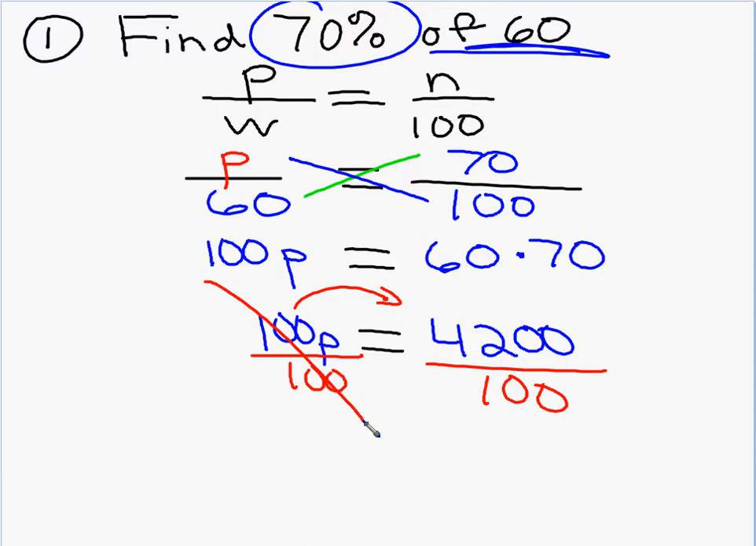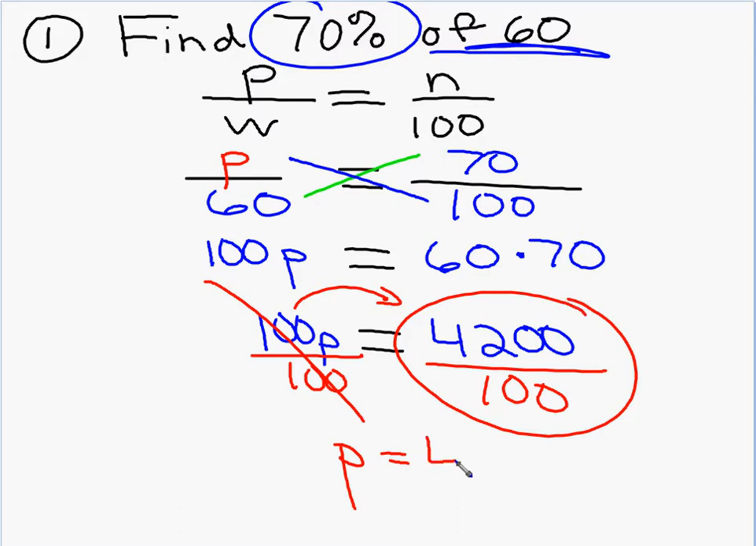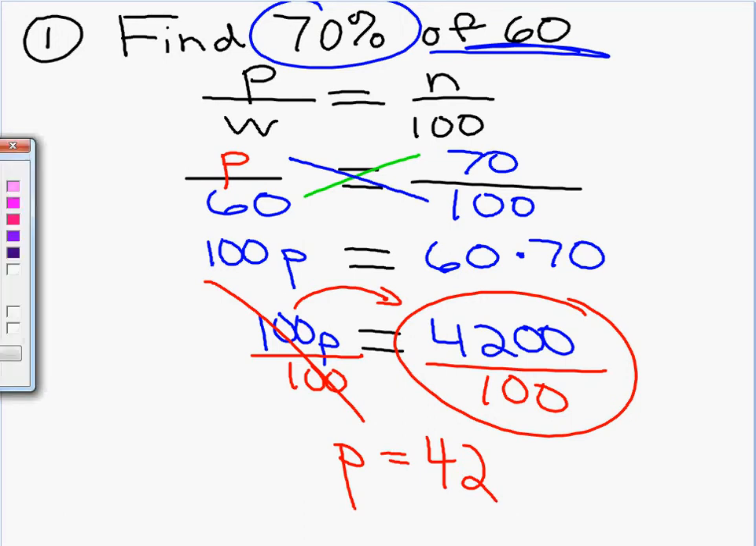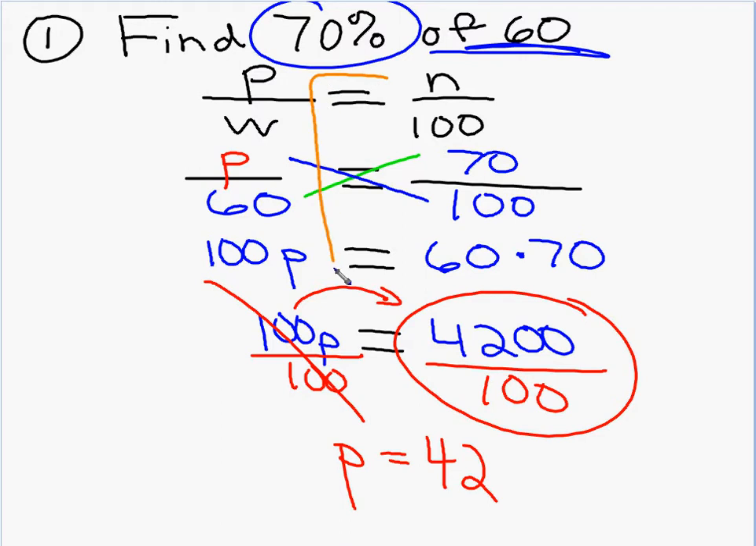And now I can finish the problem. P equals whatever 4,200 divided by 100 is. And isn't it 42? Now what I want you to notice is the way this problem looks. See all these equal signs? That's exactly the way your homework should look tonight. I want all of those steps shown. You can just do the calculations with the calculator.